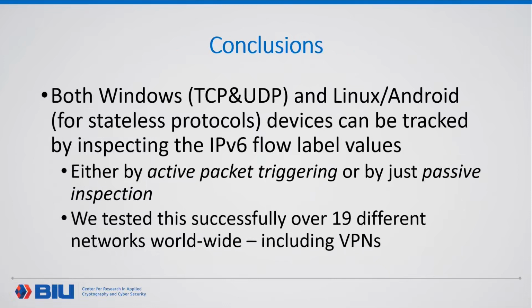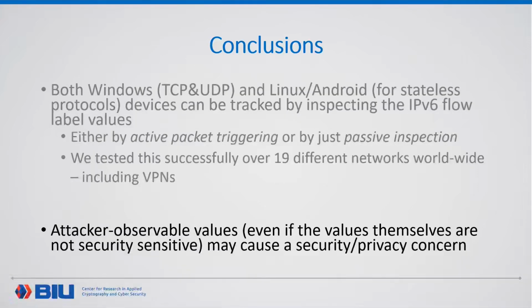Conclusions. We saw that it is possible to track Windows and Linux and Android devices by inspecting the flow label values, either by active triggering or by just passive inspection. This was tested successfully over 19 different networks worldwide and including VPNs. We also witnessed how attacker observable values, even if they are not security sensitive, might be misused.